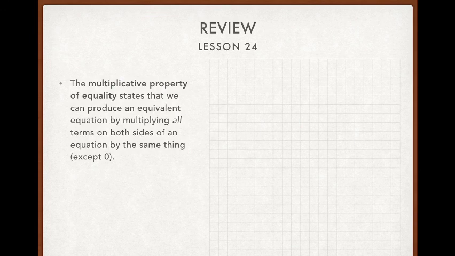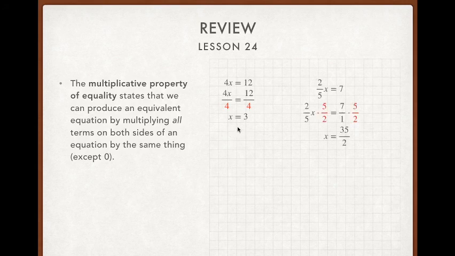In lesson 24, we talked about the multiplicative property of equality, similar to the additive property of equality, except here with multiplication. Now we have to be careful with this one because we have to multiply every term on each side of the equation by the same thing. If we have 4x equals 12, we divide 4x by 4. We can think of division as multiplying by the reciprocal. You can think of it as multiplying by 1/4. Do the same thing over here. We get x is equal to 3.